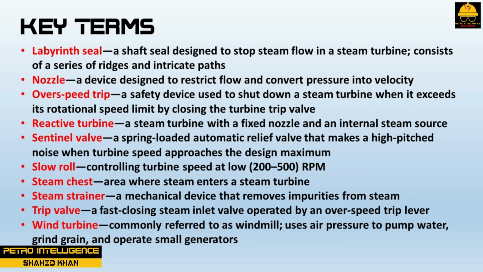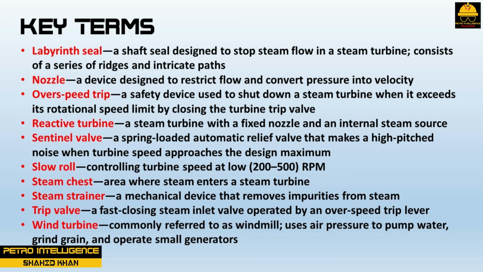Overspeed trip is a safety device used to shut down a steam turbine when it exceeds its rotational speed limit by closing the turbine trip valve. Reactive turbine is a steam turbine with a fixed nozzle and an internal steam source. Sentinel valve is a spring-loaded automatic relief valve that makes a high-pitched noise when turbine speed approaches the design maximum. Slow roll is controlling turbine speed at low speed, 200 to 500 RPM.